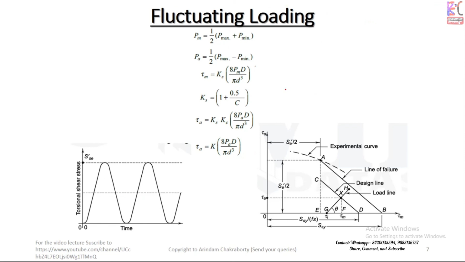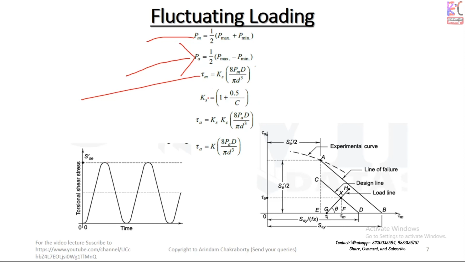What is fluctuating stress? After giving a torsional shear stress with respect to time, we calculate the fluctuating stress. This is the P mean, that is the mean stress from P max and P min, as you know. The P amplitude we can get as P max minus P min by half. And what is tau m? Tau m is the mean of the shear stress. After that, we know what Ks is. Ks is 1 plus 0.5 by C.